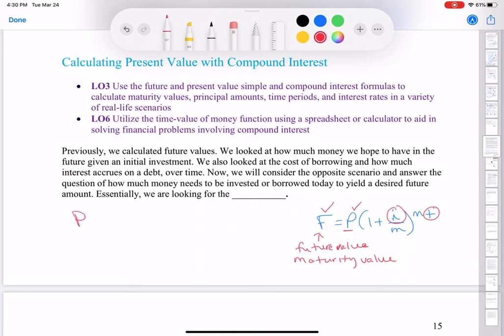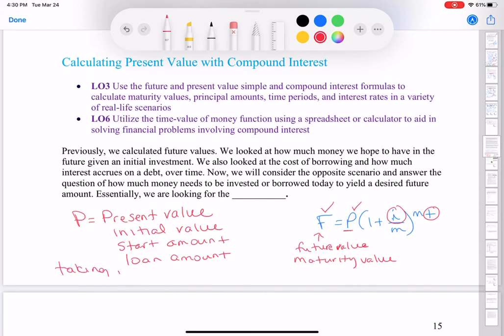Now, P, as we've seen, is the present value, or the initial value, or the start amount, or the loan amount. When we find present value, what we are doing is we are taking the interest off.